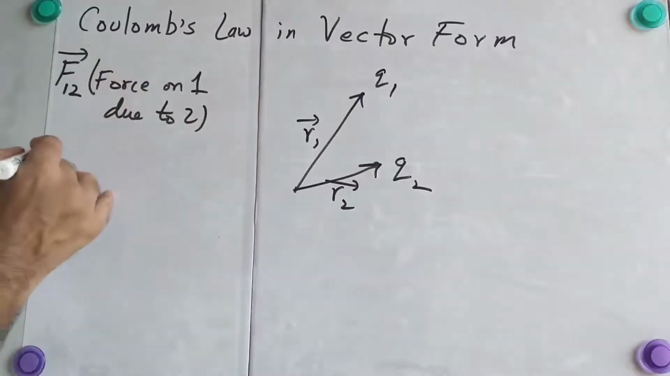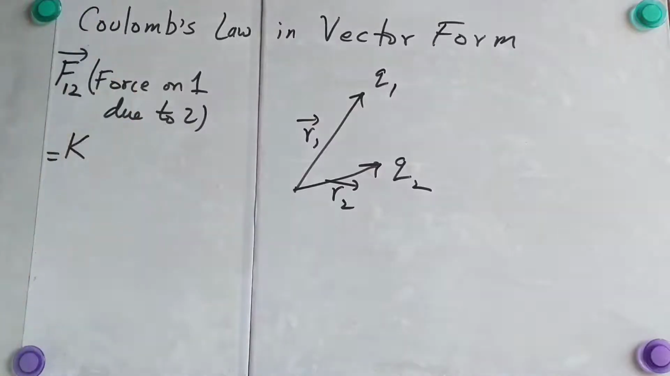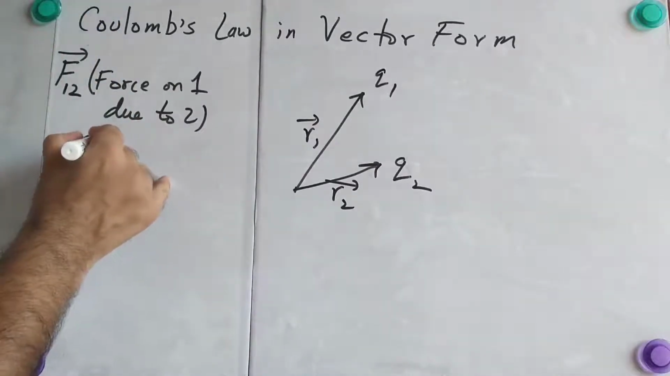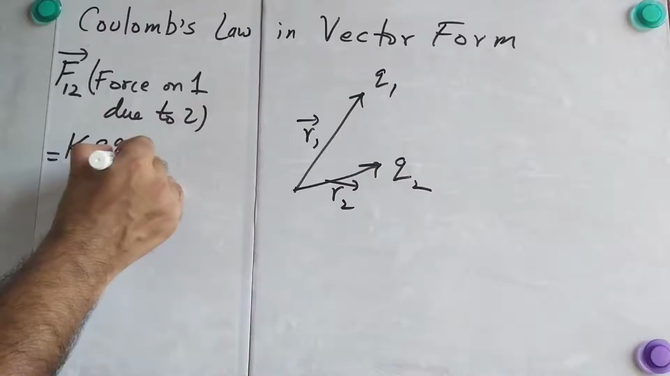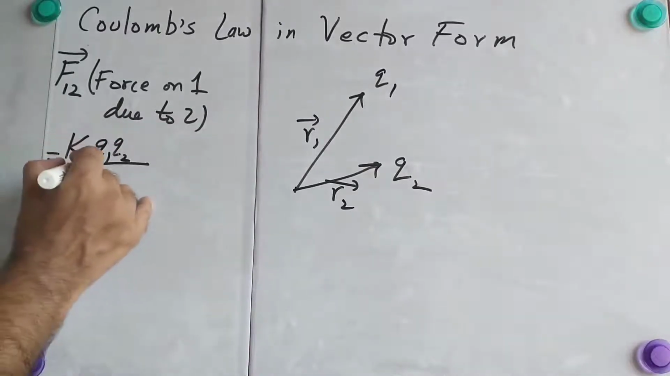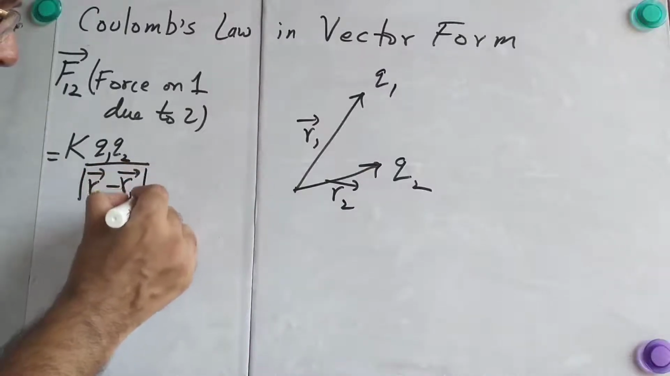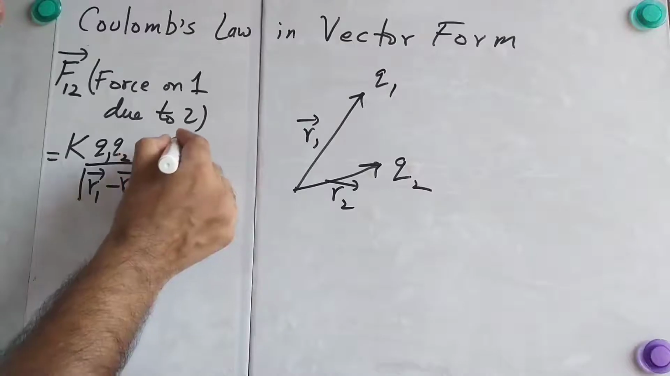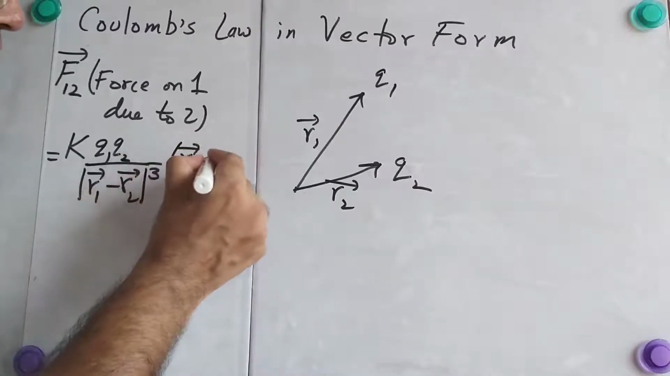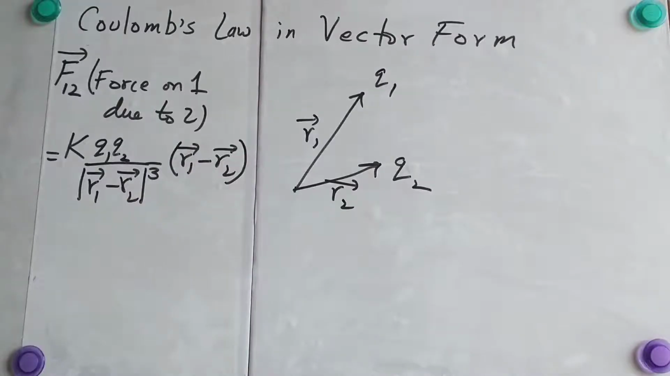So F12 here means force on 1 due to 2. This force will be given by Coulomb constant K, then the product of the two charges Q1 Q2, divided by the magnitude of R1 vector minus R2 vector. Here we will write a square and multiply this by R1 vector minus R2 vector. So basically you are multiplying by a unit vector in the direction of that force.